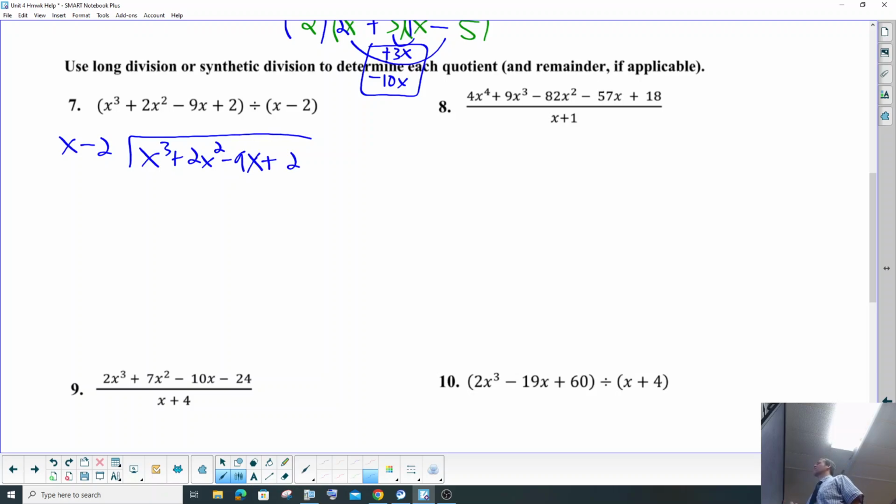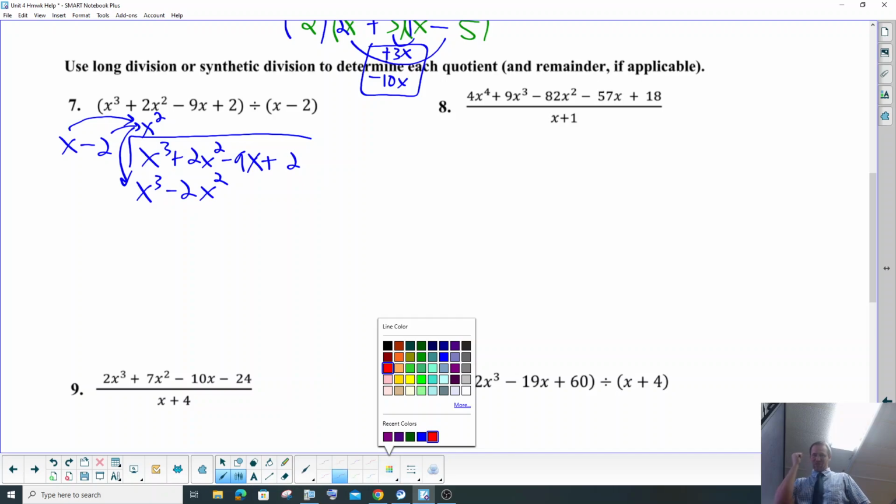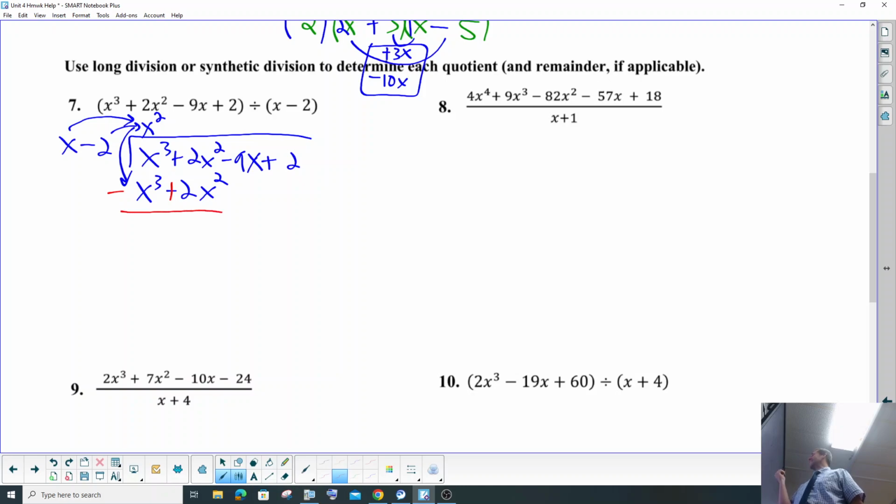Good. And so x times what is x to the third power? Well, x times x squared is x to the third power. And negative 2 times x squared is a negative 2x squared. But then you have to change those signs. So that becomes a negative, that becomes a positive. So that cancels out, and that becomes a 4x squared. Bring down the negative 9x.